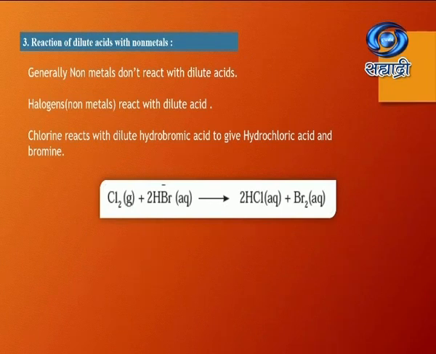Reaction of dilute acids with nonmetals. Generally, nonmetals do not react with dilute acids. Halogens, though nonmetals, react with dilute acid. Chlorine reacts with dilute hydrobromic acid to give hydrochloric acid and bromine. Reaction: Cl2 gas plus 2HBr aqueous gives 2HCl aqueous plus Br2 aqueous.